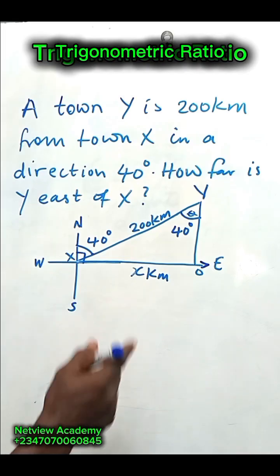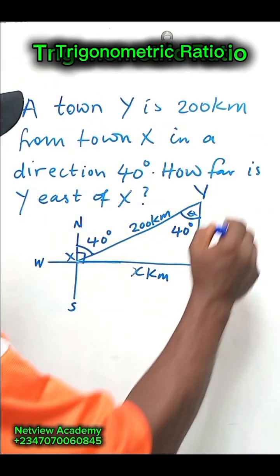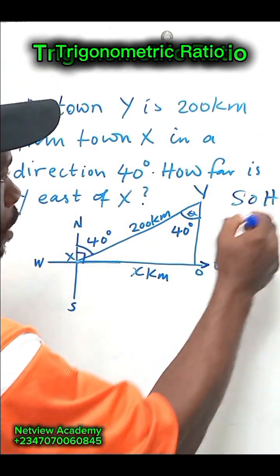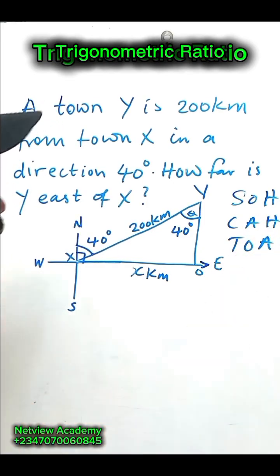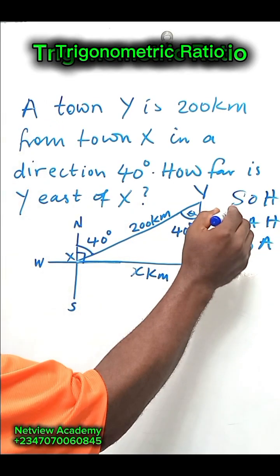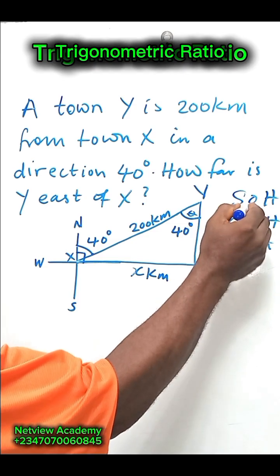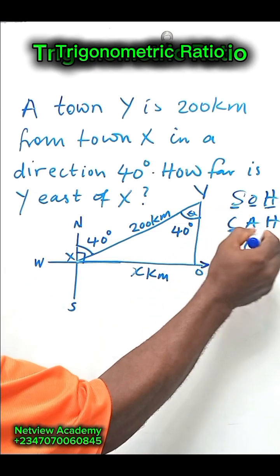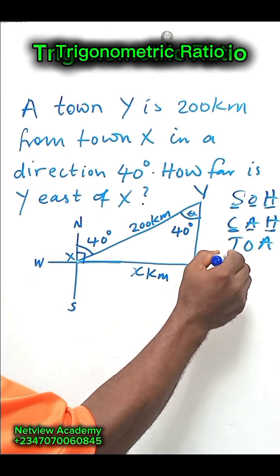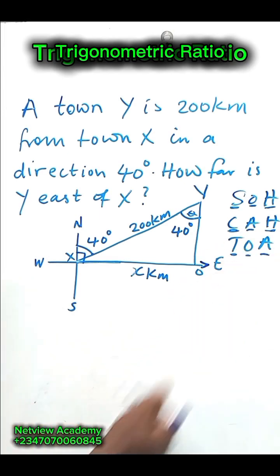Now, remember the trigonometric mnemonic SOH CAH TOA. This is sine, opposite over hypotenuse. This is cosine, adjacent over hypotenuse. And this is tan, opposite over adjacent.